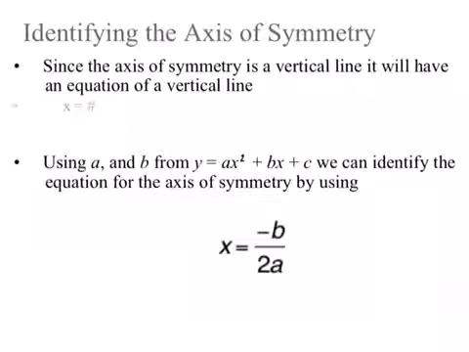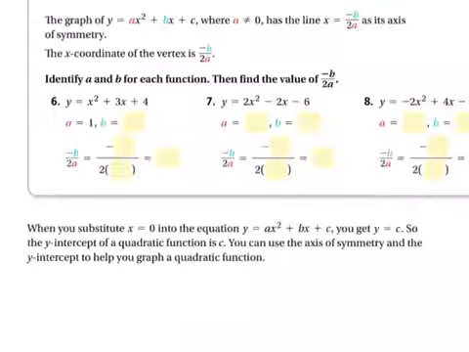Since the axis of symmetry is a vertical line in a parabola, it will have an equation of the vertical line where x equals a number. So using a and b from y equals ax squared plus bx plus c, we can identify the equation for the axis of symmetry. The formula to do that is x equals negative b over 2a. Ready to do a bit of practice?